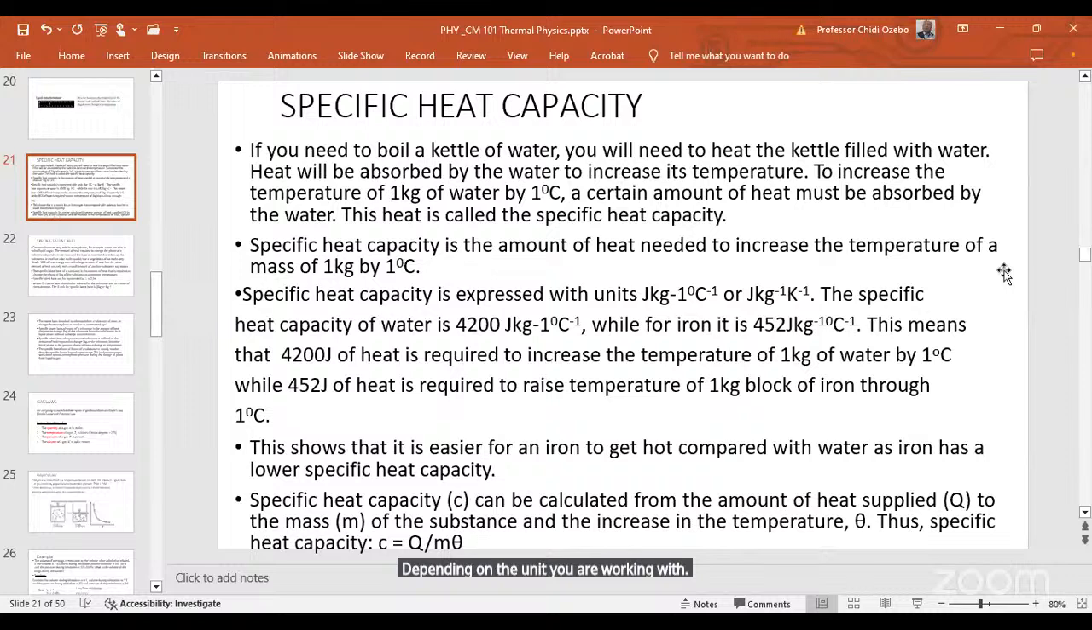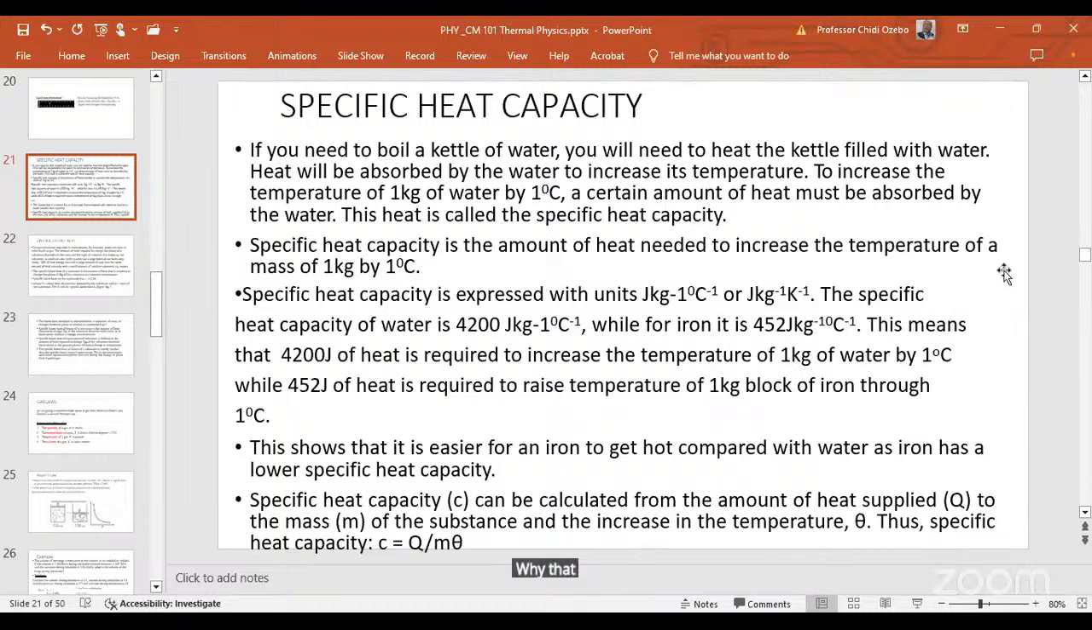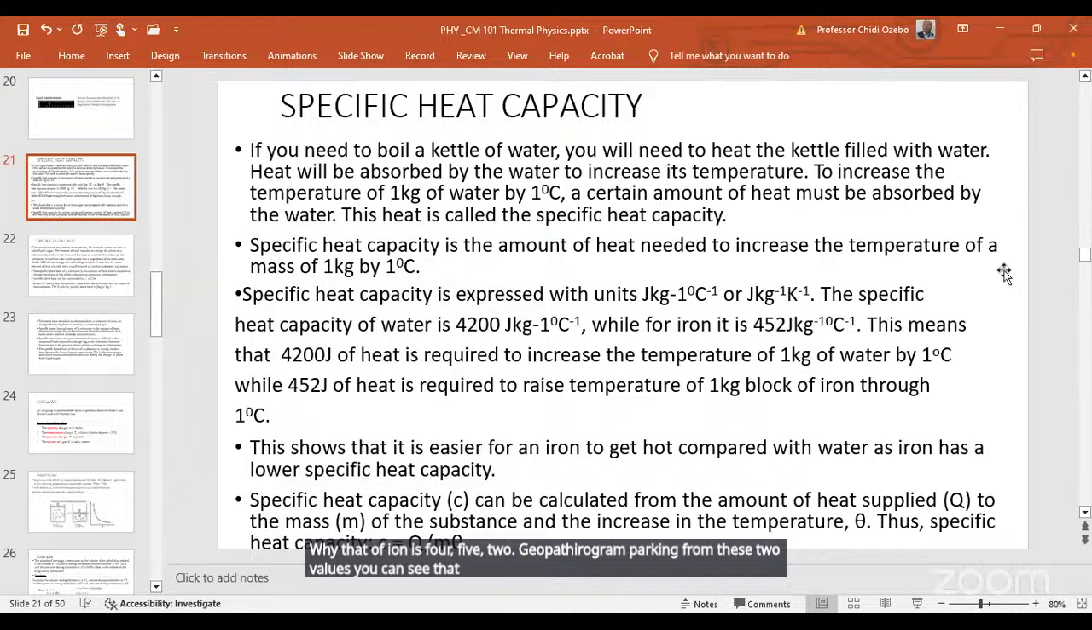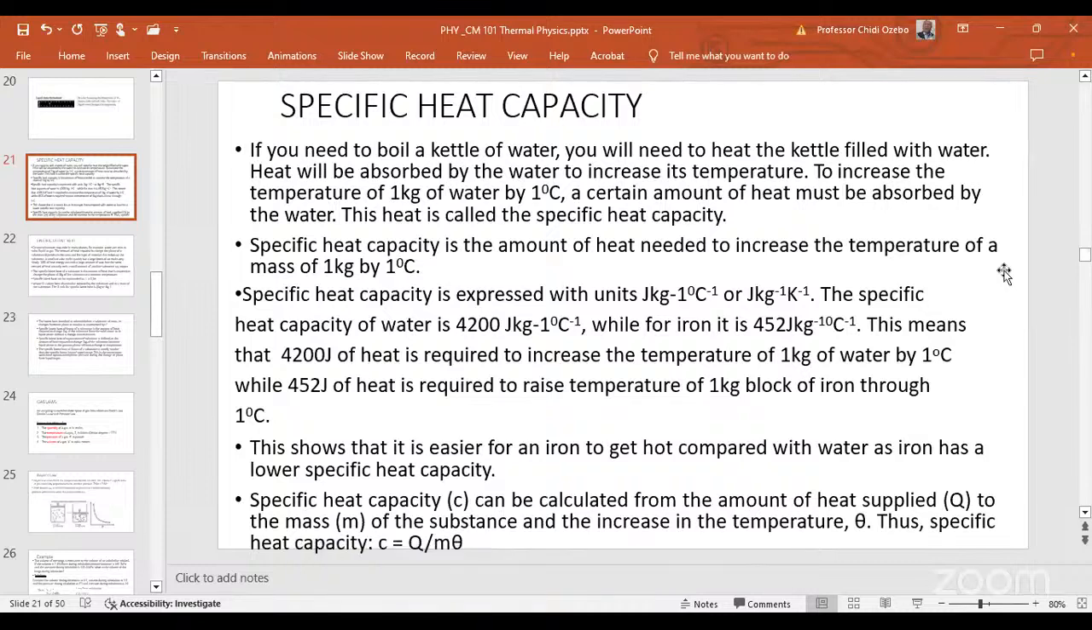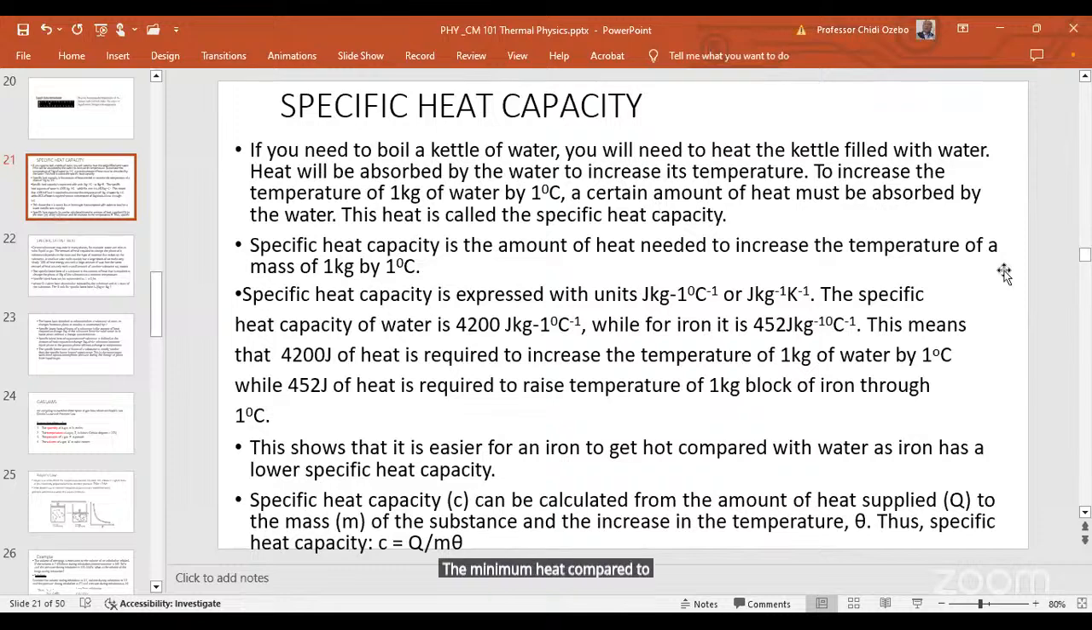For instance, for that of water, the specific heat capacity is 4,200 joule per kilogram per Kelvin, while that of iron is 452 joule per kilogram per Kelvin. From these two values, you can see that the specific heat capacity of water is greater than that of iron. The implication there is that iron will get hotter faster, with the minimum heat, compared to that of water.